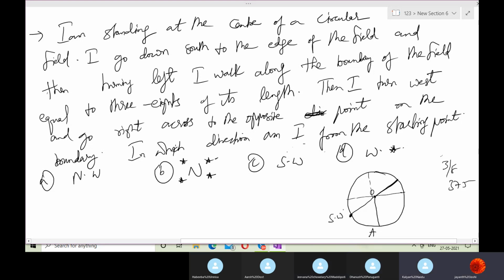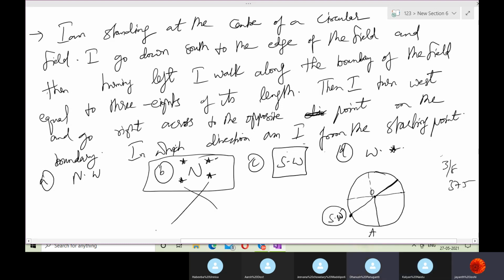Southwest. Then what did you get? West. You got north. Okay, so the answer is, and this north is a wrong one. All of you note it down. West is nothing but the option. He is exactly going to the opposite point from here.